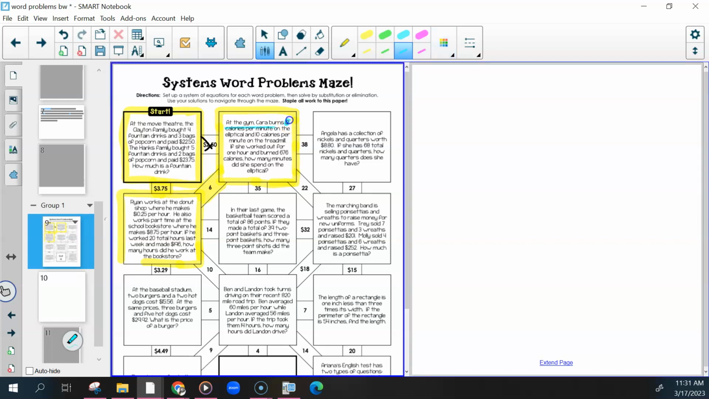Elliptical? Oh, you're talking about the question. Okay. How many minutes did she spend on the elliptical? What else is important? Lily?